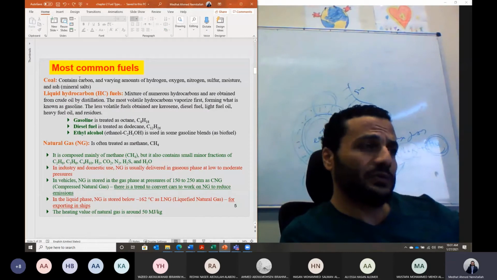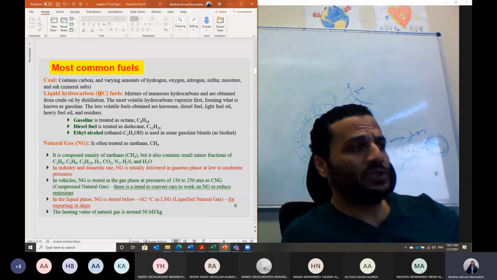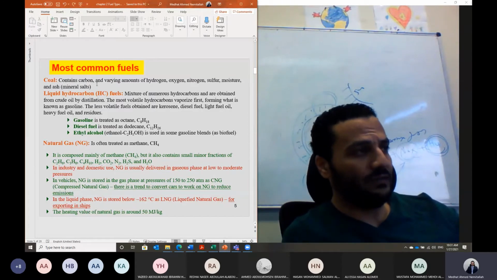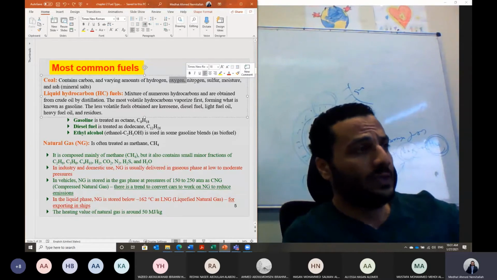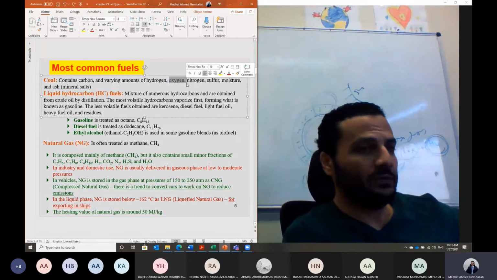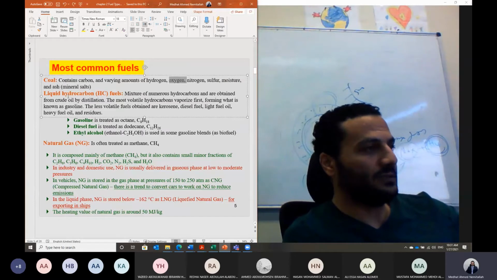Here, Shabab, are the most common fuels. As we said, coal is a mixture of all of the components. It is a dirty fuel. It contains carbon, varying amounts of hydrogen, oxygen, nitrogen, moisture, sulfur, whatever you imagine you will find in the coal. It's a dirty fuel and it has been banned in different countries.